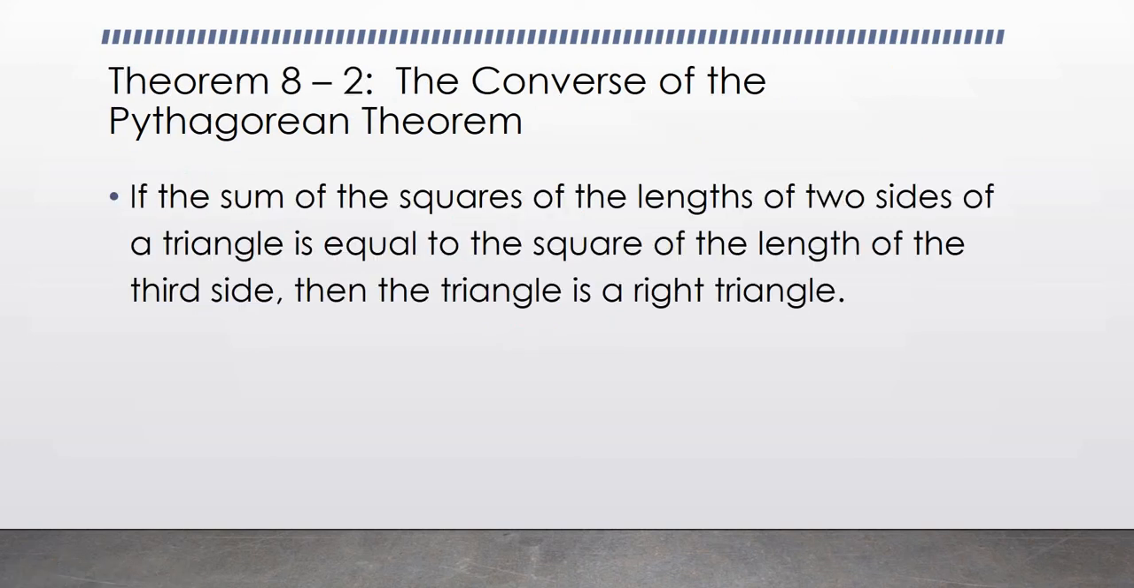Okay, Theorem 8.2, the converse. If the sum of the squares of the lengths of two sides of a triangle is equal to the square of the length of the third side, then the triangle is a right triangle. So all we're saying here is that Theorem 8.1 was: if it is a right triangle, then the squares of the legs add up to the square of the hypotenuse. Now we're saying if you have a triangle and the sum of the squares of the legs equals the square of the hypotenuse, then we know it is a right triangle.